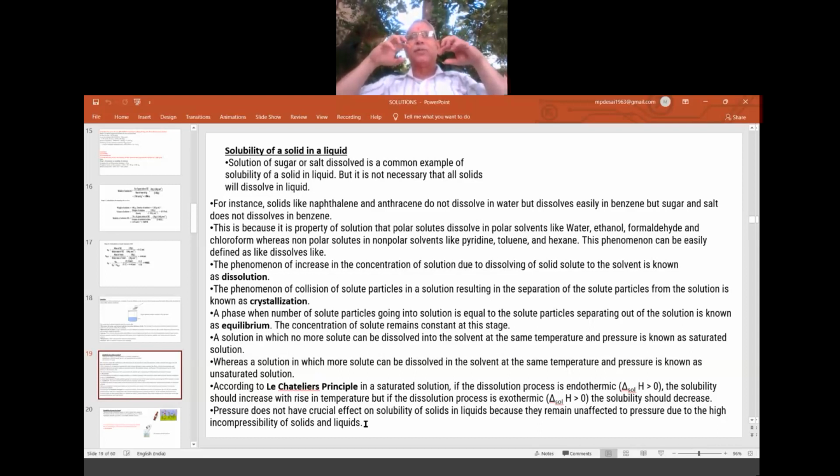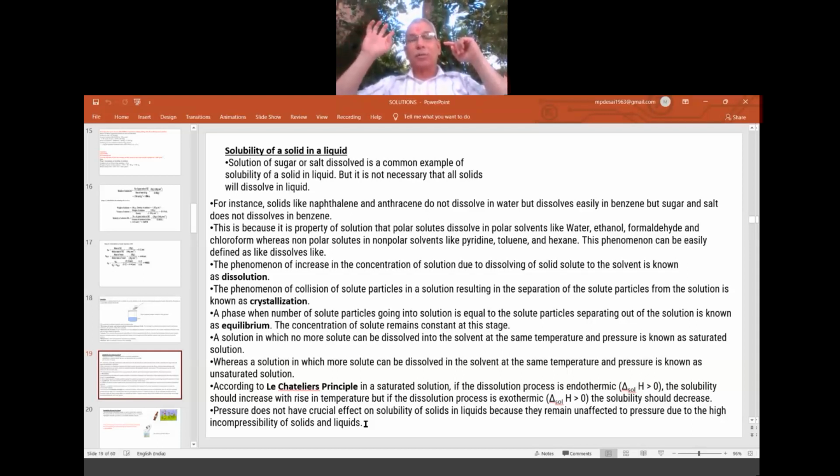What is meant by liquid solutions? Liquid solutions means the liquid is the solvent. Solid in liquid, gas in liquid, liquid in liquid, but the liquid is the solvent. When solutions are made by taking liquid as a solvent, those are called liquid solutions. So here the solid is the solute and the liquid is the solvent. That's why it is called a liquid solution, where a solid is dissolving in the liquid.